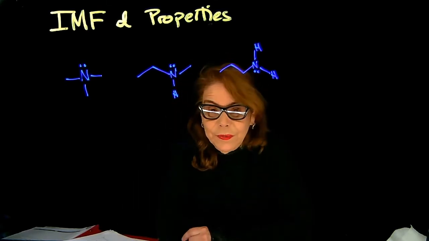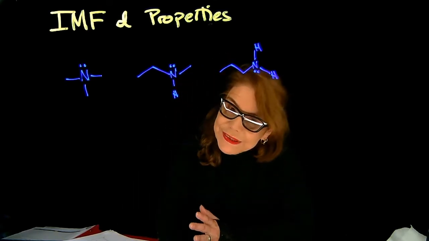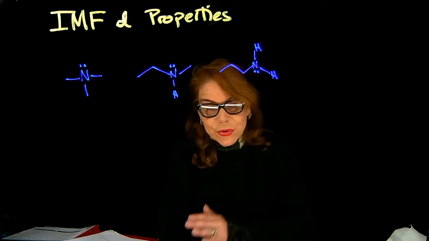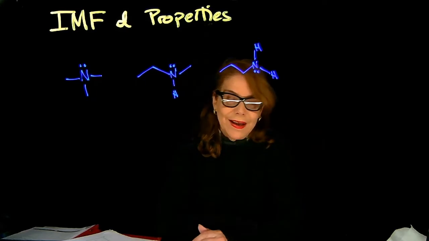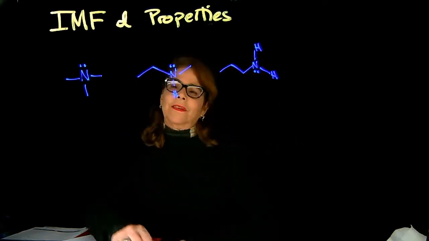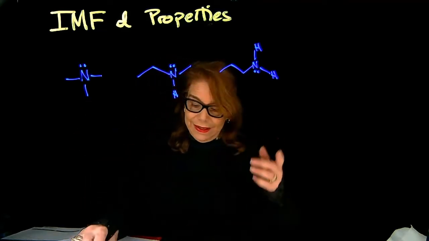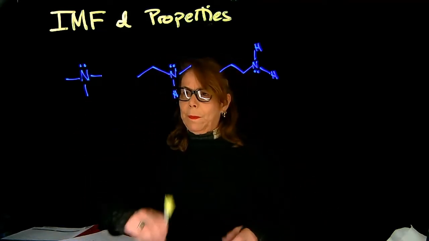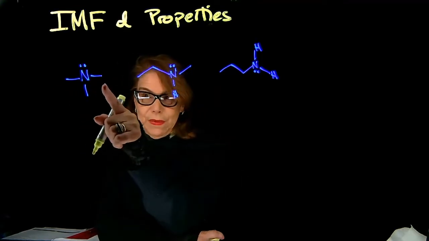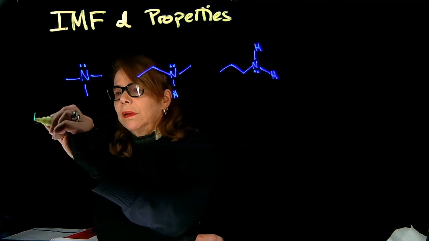So now in this problem, we're being asked to rank these molecules according to increasing boiling point. We're going to talk about that, and then I'm going to give you the boiling points. First, let's analyze the molecular formula of this molecule. Here you have three methyl groups. So this is trimethylamine.